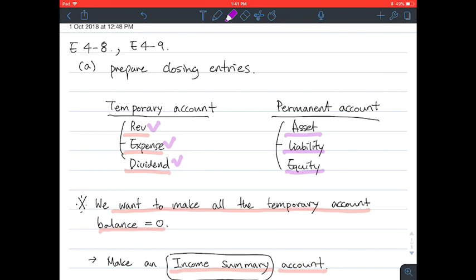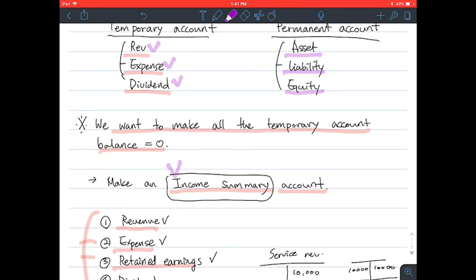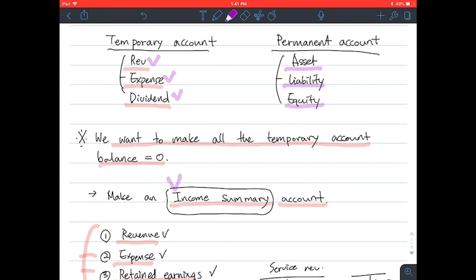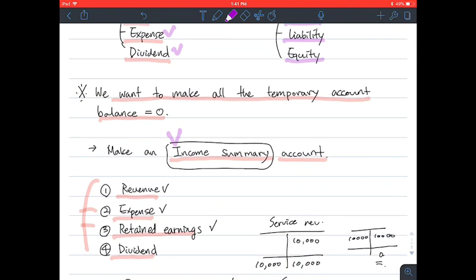Our purpose of preparing closing entries is to make the balance zero for all the temporary accounts. So we want to have revenue balance zero, expense balance zero, dividend balance zero after closing entries. So how do we do that? We bring up this account called the income summary account. This is also another temporary account, and we use this account to make revenue, expenses, and dividends equal zero. There are four steps. First, we consider revenues, then expenses, then retained earnings, and then dividends.